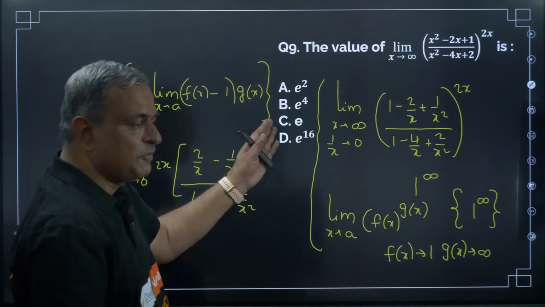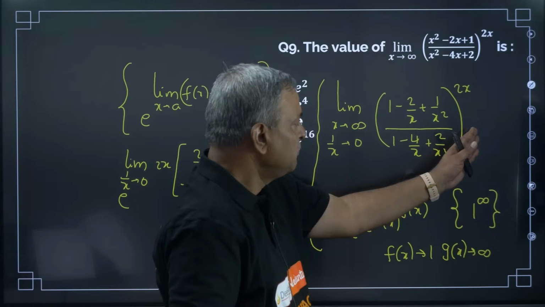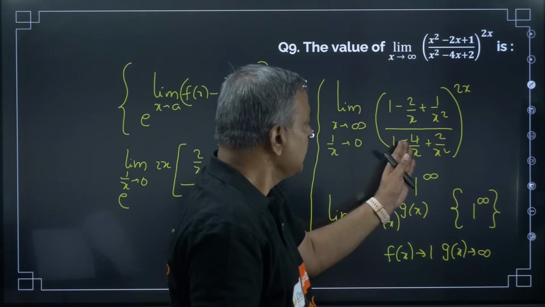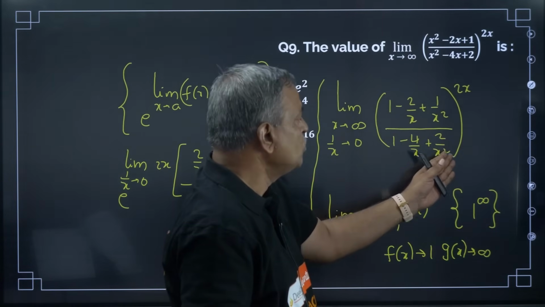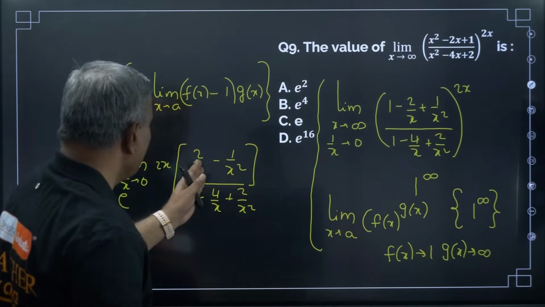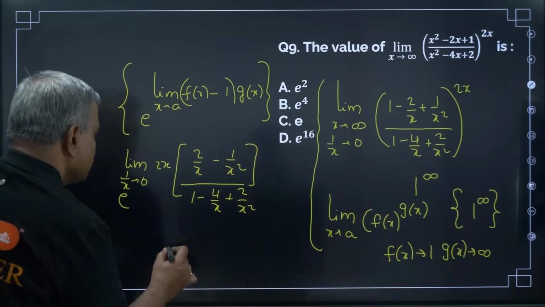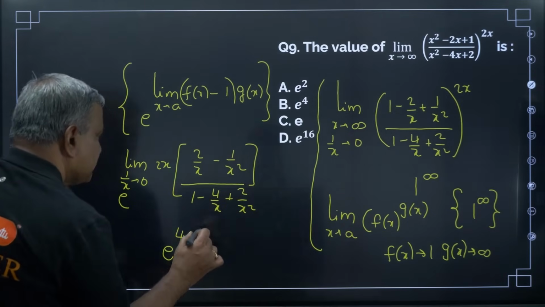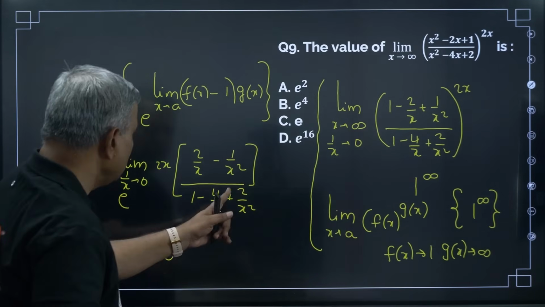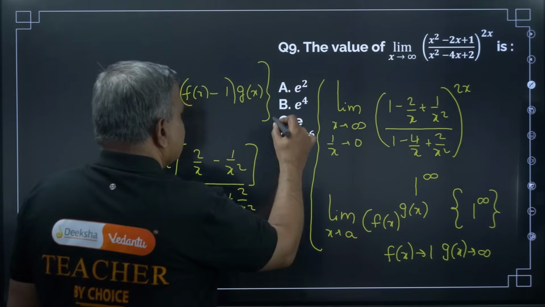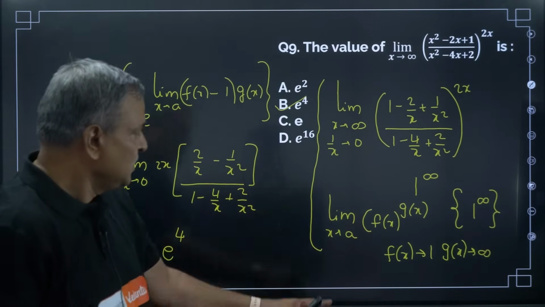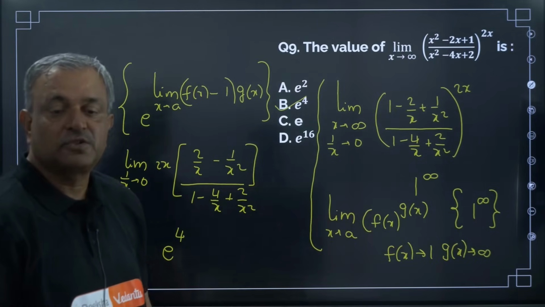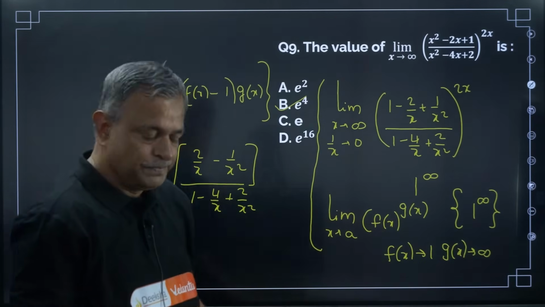I wrote directly f of x minus 1, that much you know. If you do minus 1, 1 and 1 will cancel. Minus minus become 4 by x square, minus 2x, and 2 by x square, 1 by x square. So if you open the bracket, you get e to the power 4. Rest everything will become 0. E to the power 4 is the answer. Option B. Less than a minute you can easily do if you know the concept of it. This is called 1 to the power infinity form.